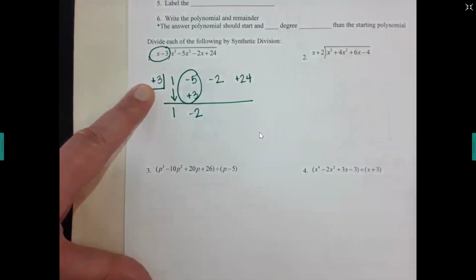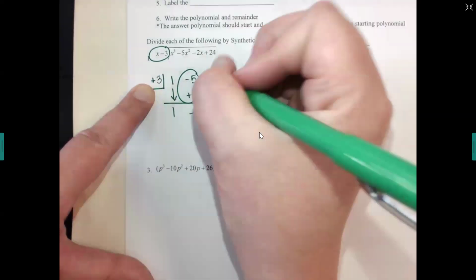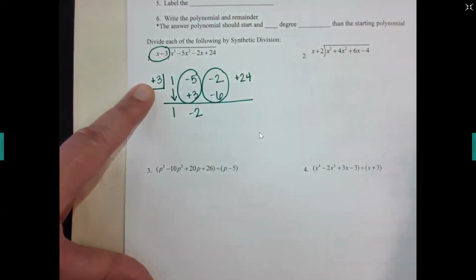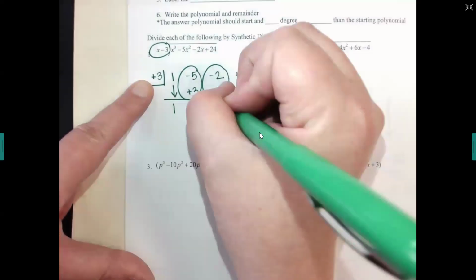-2. Then you're gonna times that new number with what's in the box. The box number is a 3, so what's -2 times 3? -6. Then you're gonna add the -2 and the -6. You're welcome to use a calculator for this if you need to. What's that? -8.